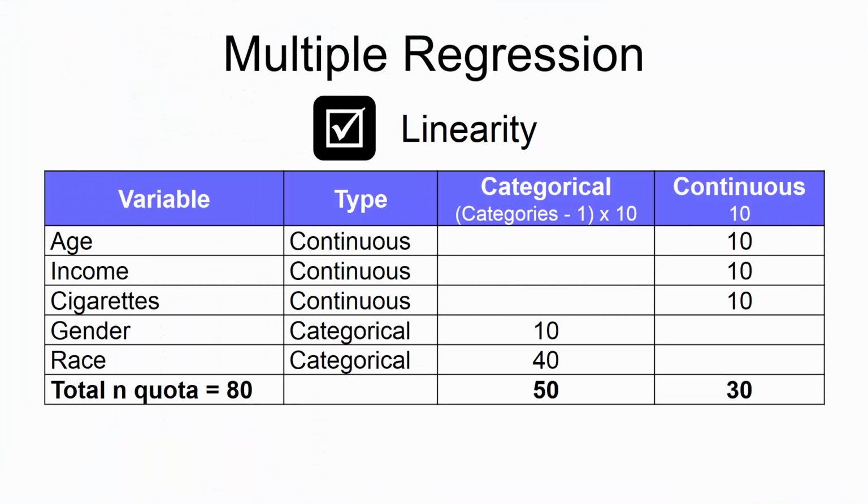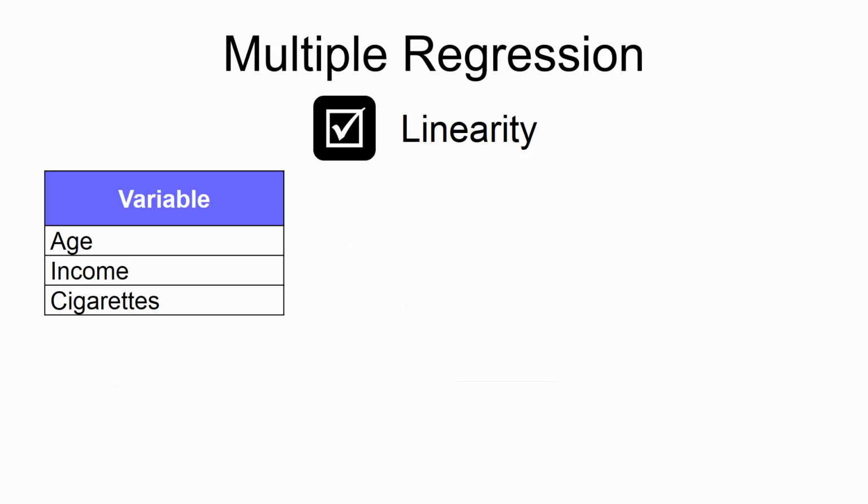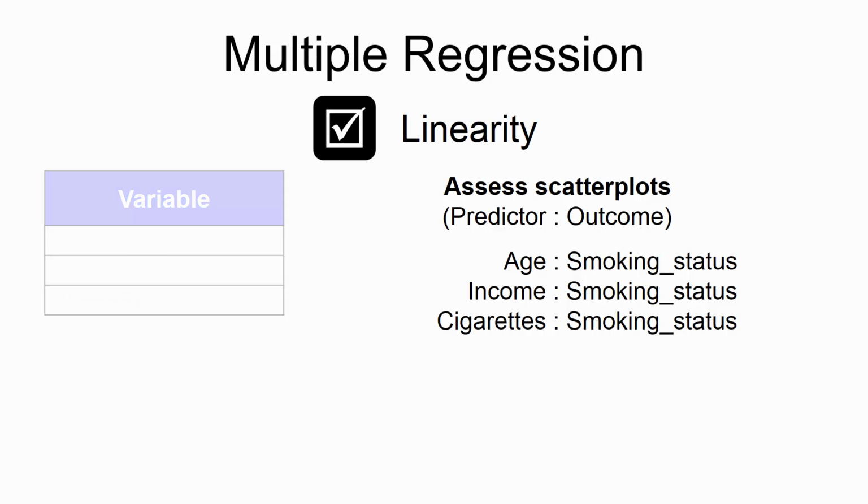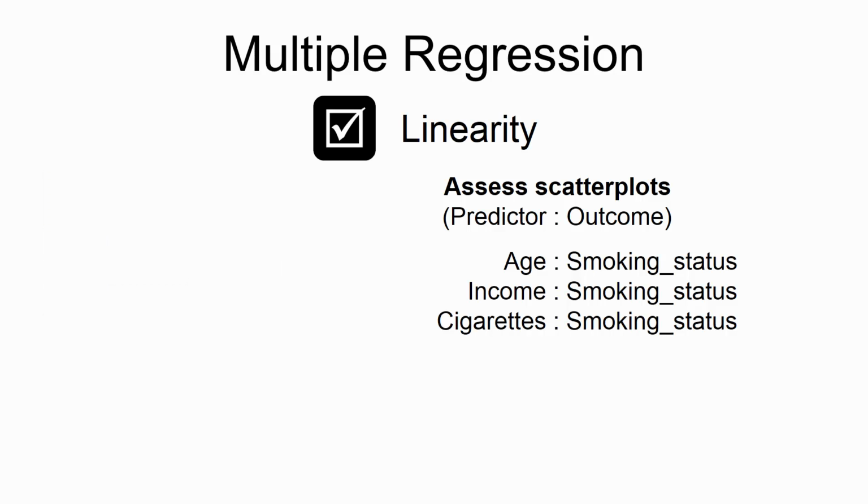For the linearity criterion, refer back to the N quota table, focusing on the continuous predictors. We need to check for linearity between each predictor and the outcome variable, smoking status. To do this, we'll order a separate scatter plot for each pair of variables and observe them for violations of linearity. We'll begin with age and smoking status.